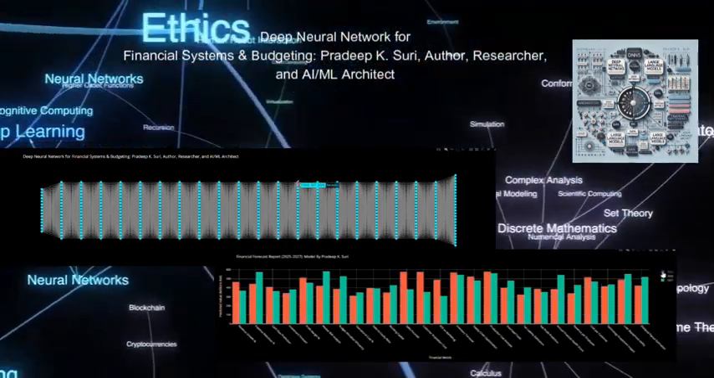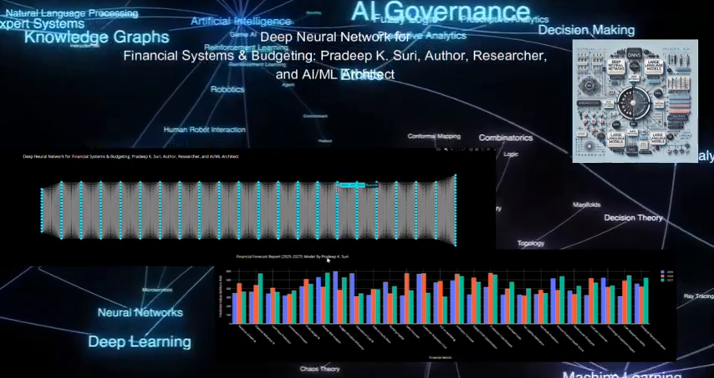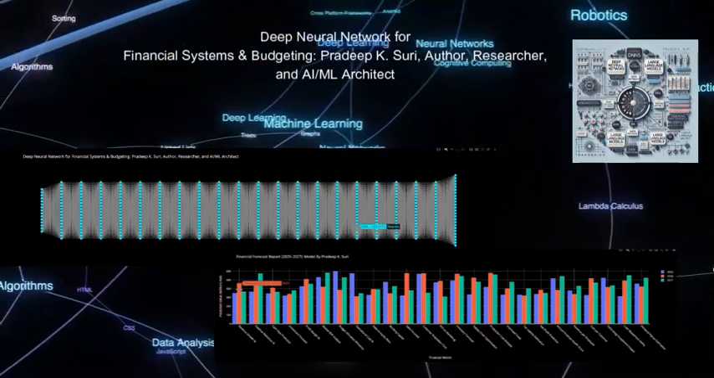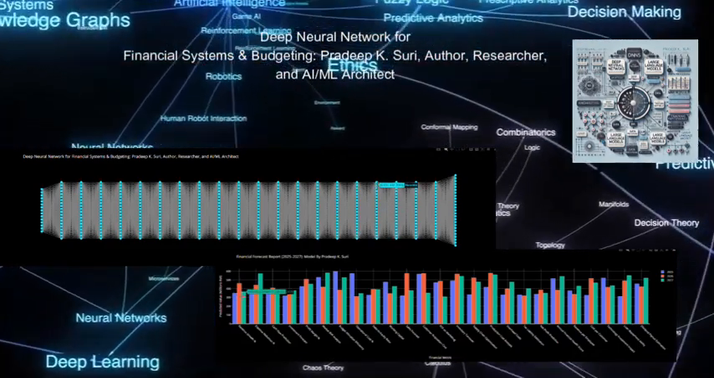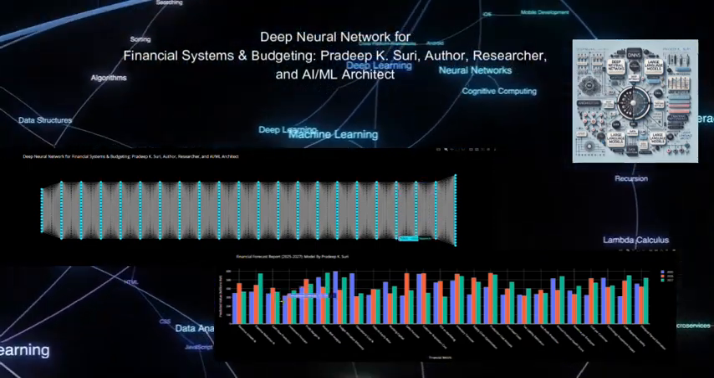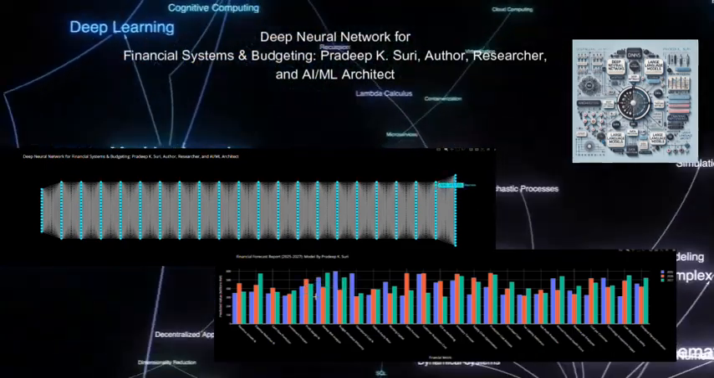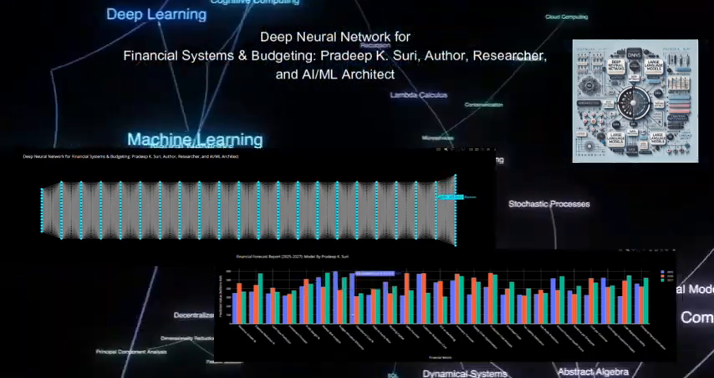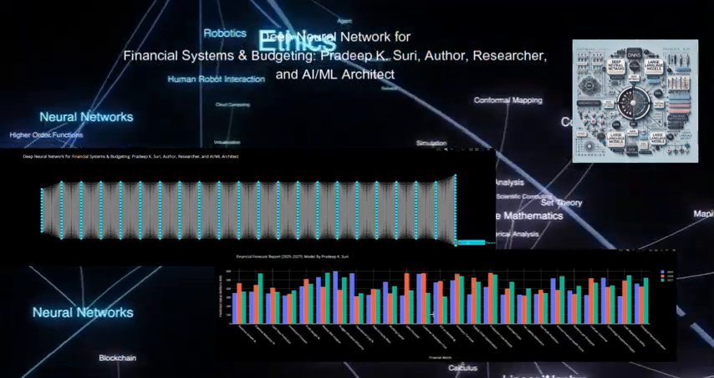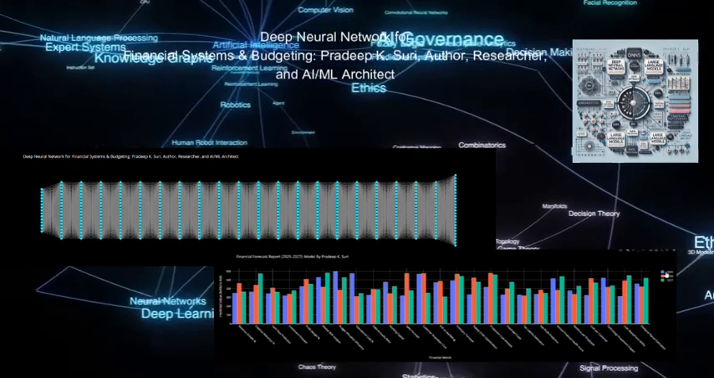In conclusion, the image represents a deep neural network designed for financial systems and budgeting. DNNs, with their multiple layers and nonlinear activation functions, are powerful tools for learning complex patterns in financial data. They can be applied to various budgeting tasks, including personalized recommendations, forecasting, risk assessment, and anomaly detection. The learning process involves forward propagation of data and backward propagation of errors to adjust the network's weights, ultimately improving its predictive capabilities.